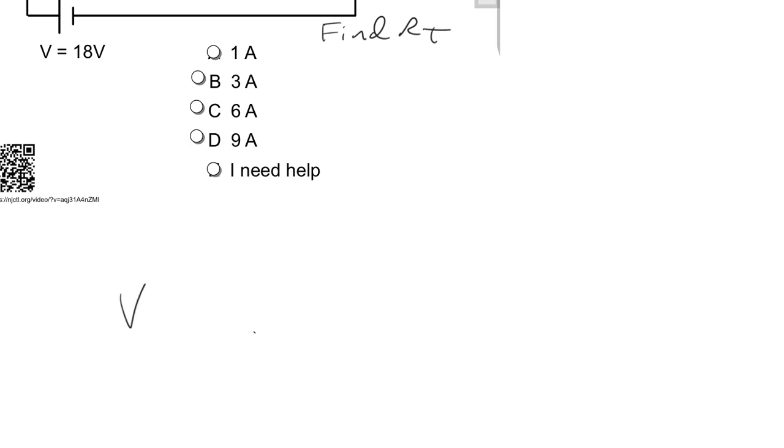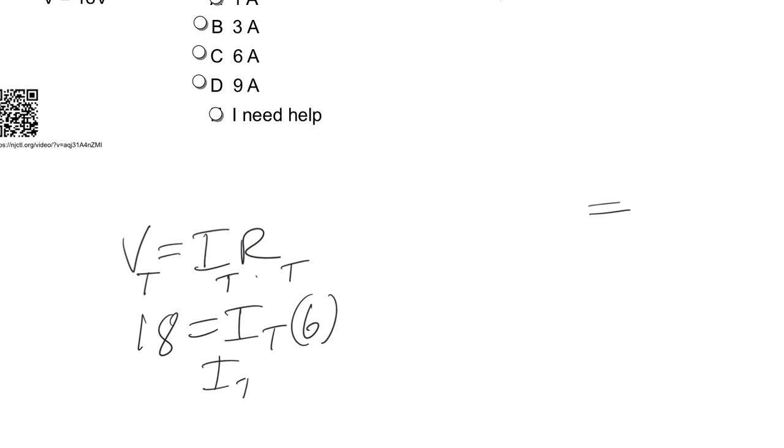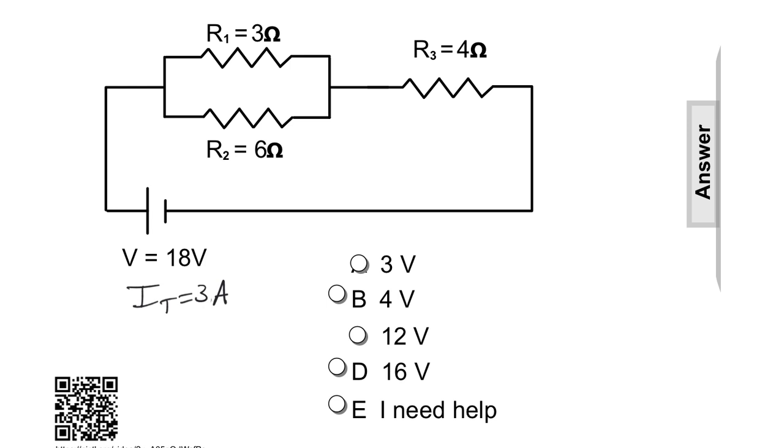So I'm going to use Ohm's law to find the total current. Okay, the total voltage of the battery voltage, 18. Total current times the total resistance is 6 ohms. So IT is 18 divided by 6 is 3 amps. Okay, so from the problem we just did, IT equals 3 amps.